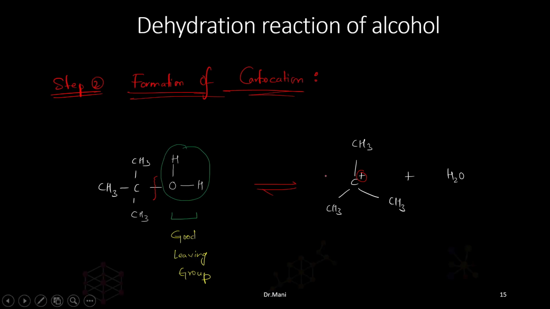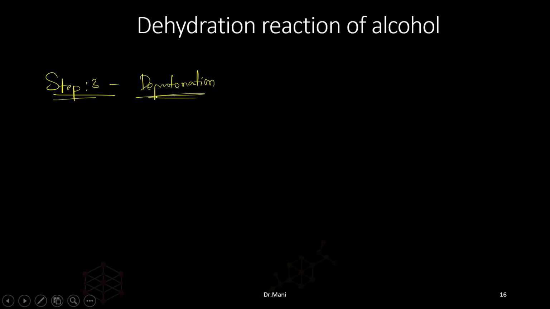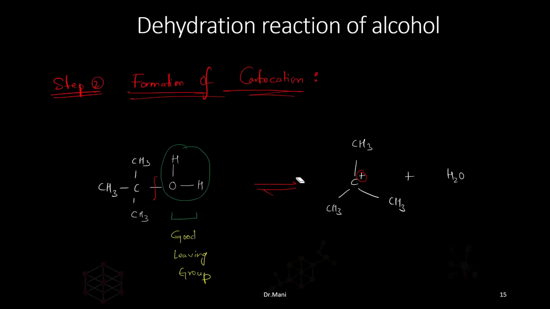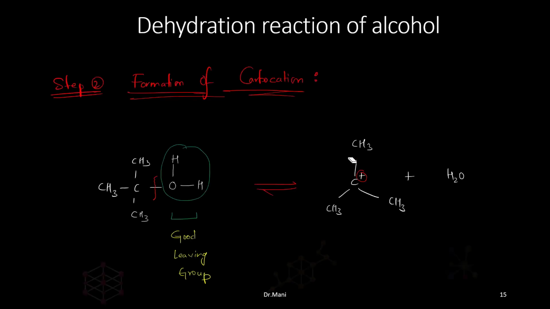Now step number three, deprotonation. Whatever positive charge is there on the carbon, we need to remove that positive charge. That is what is called deprotonation. If you see here, the carbon has the positive charge. Removing this positive charge is called deprotonation. So how do we do that? Suppose you take how it is present. There's a carbon and there is a CH3, a CH3 and a CH3.